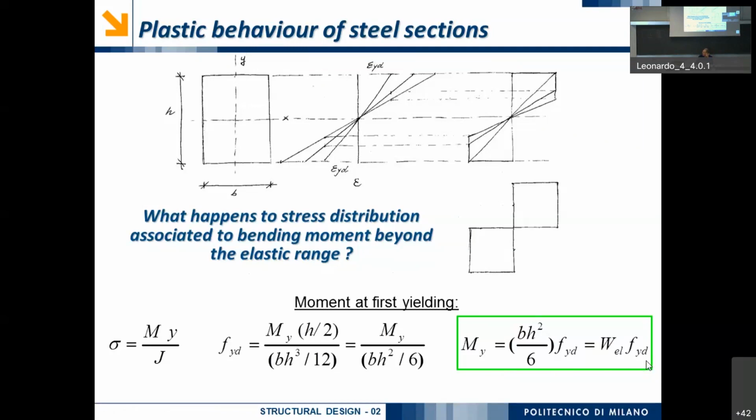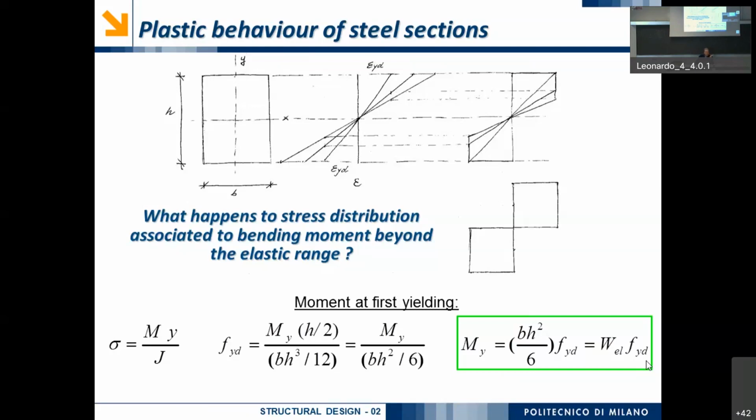First of all, we are quite sure that it is possible to increase the bending moment beyond the value of M epsilon. Everything starts on a basic assumption. For the elastic behavior of a cross-section, our main assumption is that when a bending moment is acting, the cross-section rotates remaining plane.